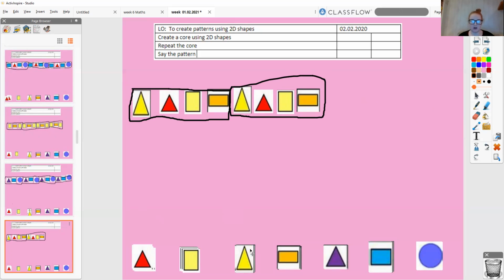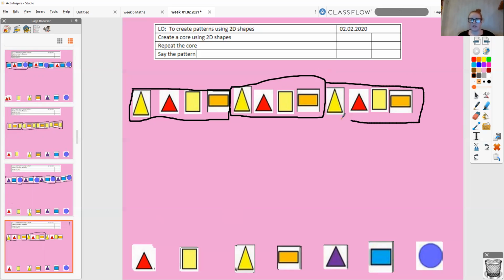After orange rectangle, we go back to the start of our core. The start of our core is yellow triangle, then a red triangle, then a yellow rectangle, then an orange rectangle. So our core has repeated again. So to create a pattern, we create a core and repeat the core, and then we can say the whole pattern.